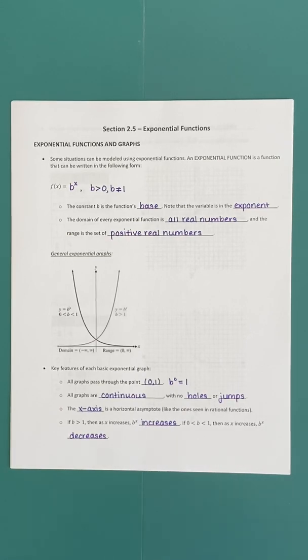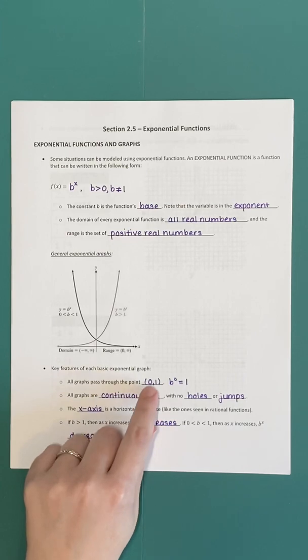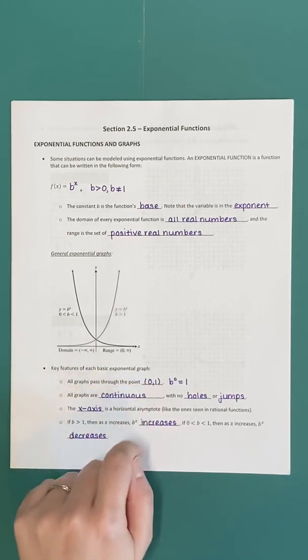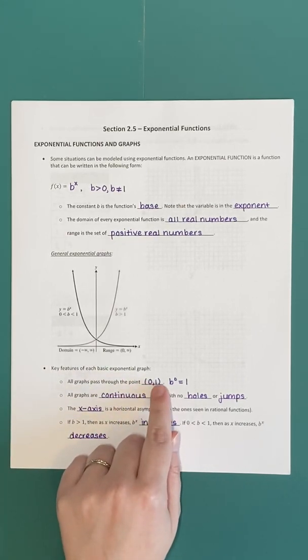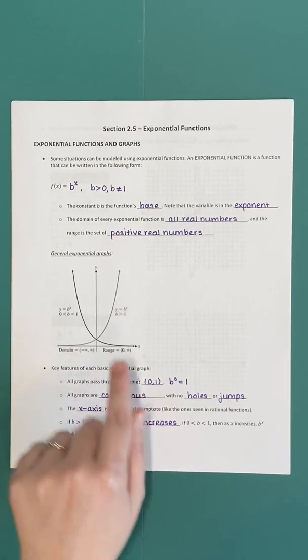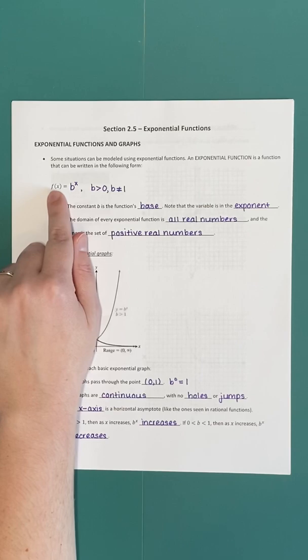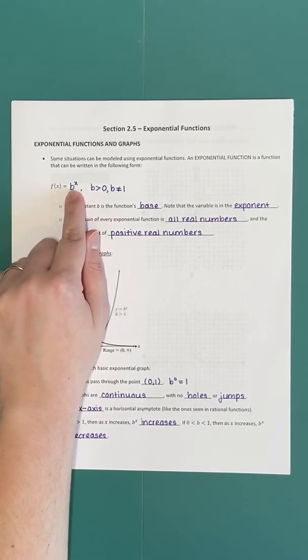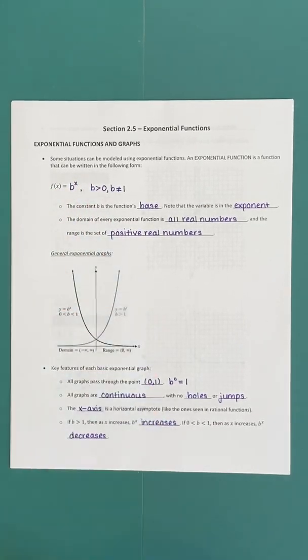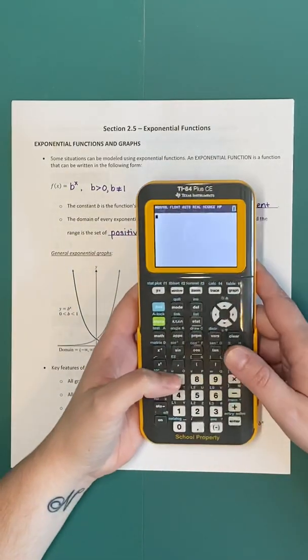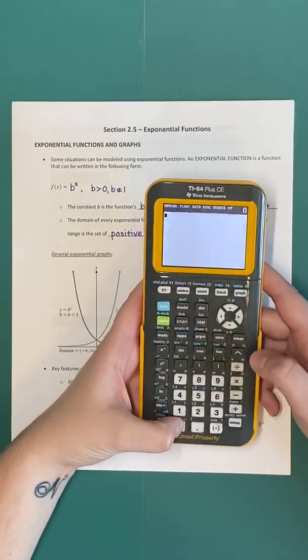Why is this the case? What does that mean? Well, this is saying the x value is 0, and when the x value is 0, the y value is 1. I want you to imagine plugging in an x value of 0 to this function. So in other words, our base is a fixed number, we're plugging in an exponent of 0. What happens when you plug in an exponent of 0? Well, let's find out.